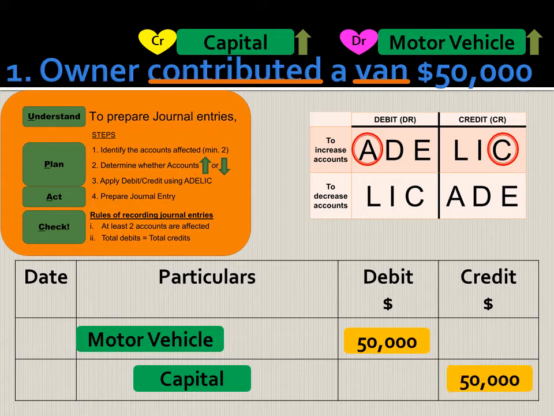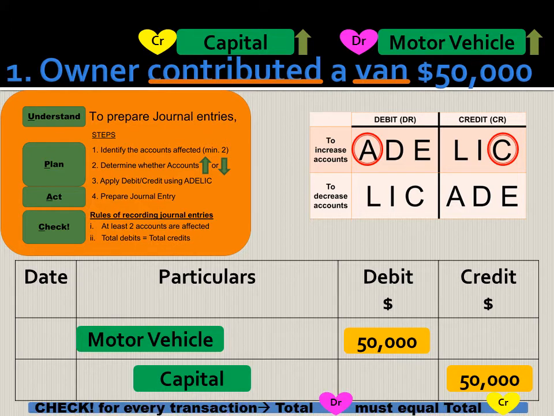We would then place the amounts and we would check that we have not violated any rules of recording. First, check that at least 2 accounts are affected. At least one account is debited and at least one account is credited. Check number 2, the total debits is equal to the total credits.